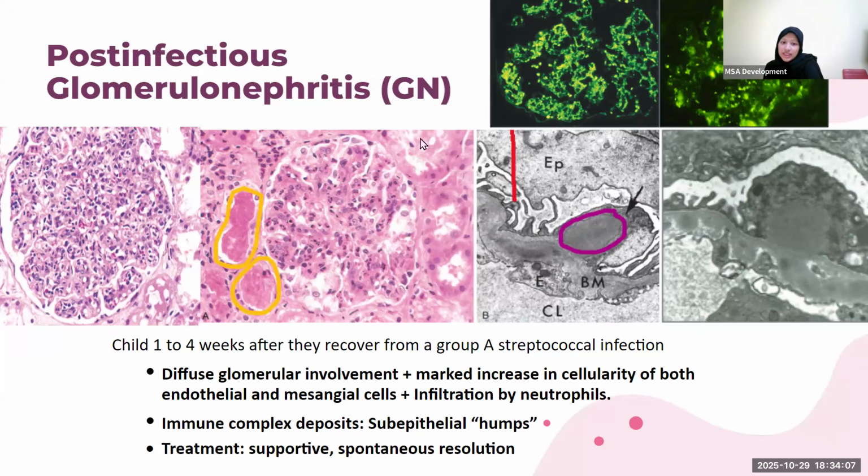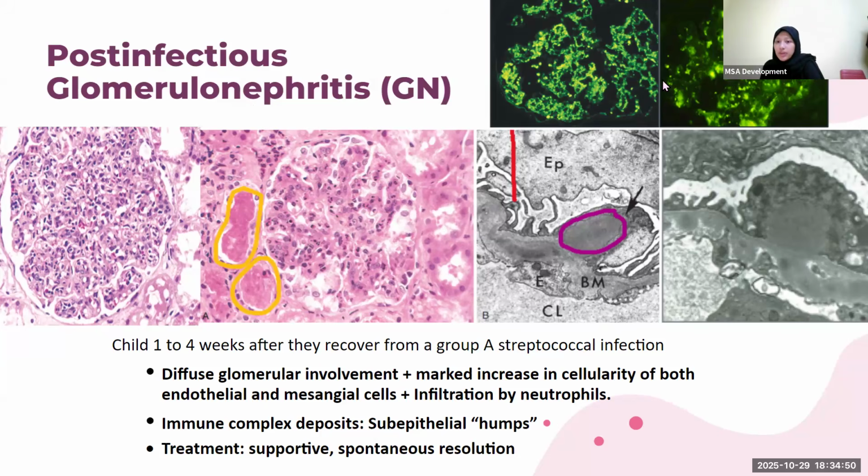What is the treatment for this? If you see these features, it's mainly supportive treatment, and the prognosis of this is spontaneous resolution. So if you give them fluids, if you treat the loss of protein, loss of blood in the urine, they will most likely resolve on their own, because this is again an inflammation, so it will go away on its own after the infection is gone, right? So that's post-infectious glomerulonephritis. I'm trying to make sure that I didn't forget anything, but they're all in the notes that I put.